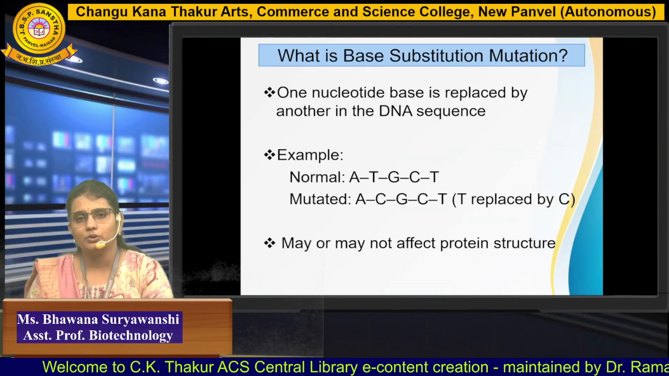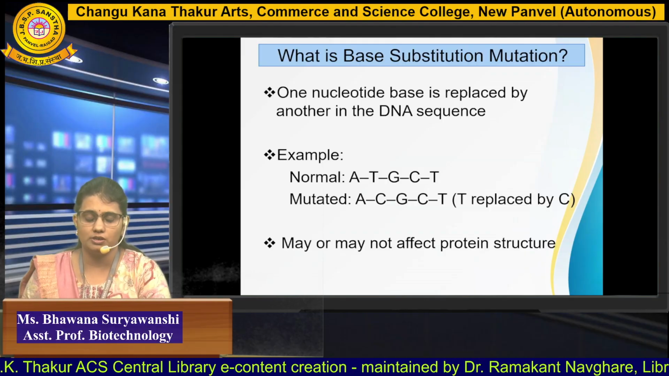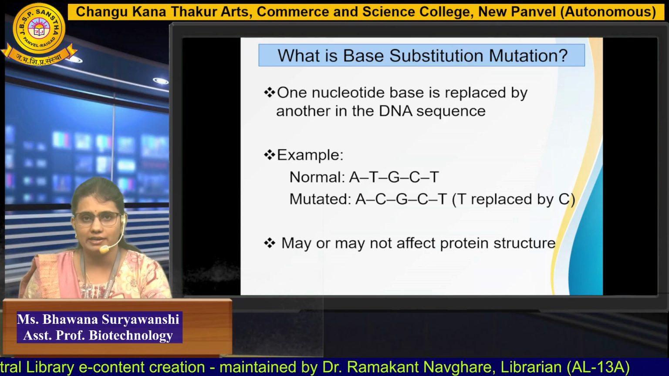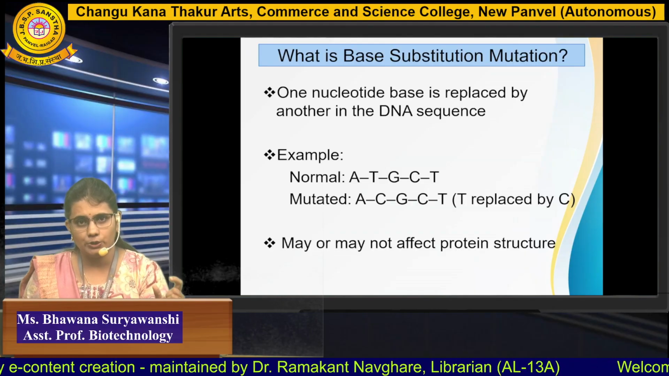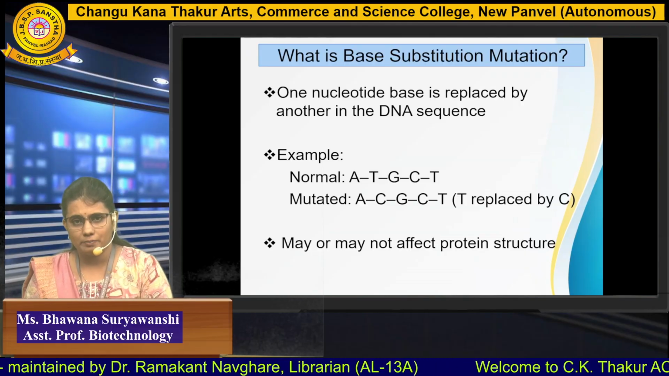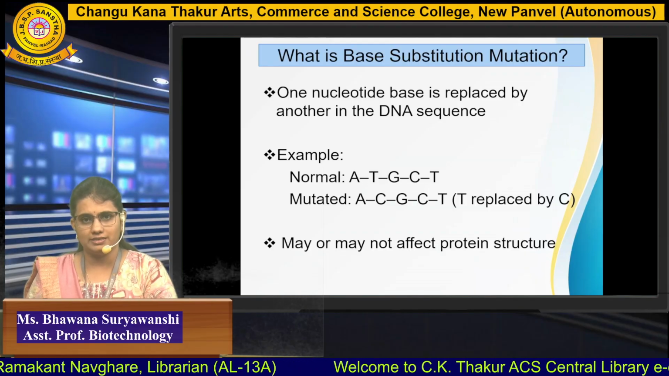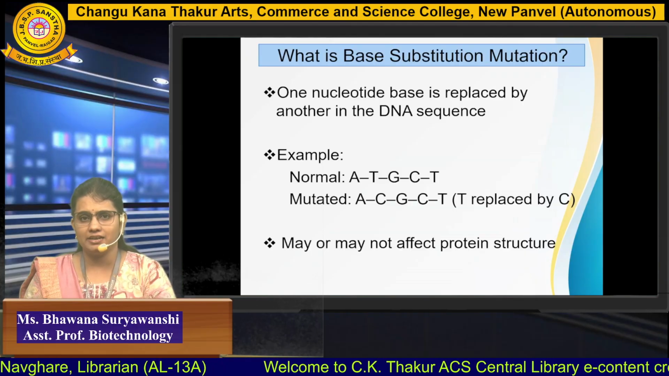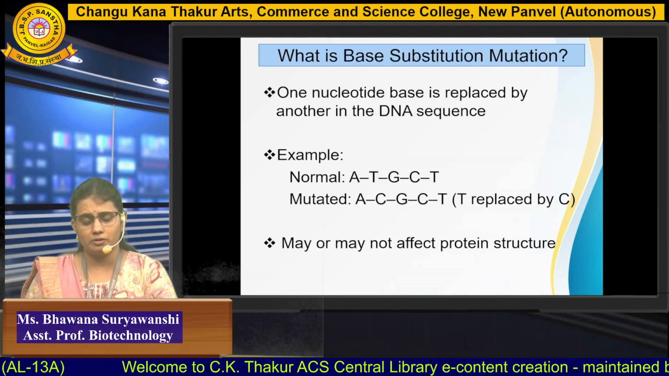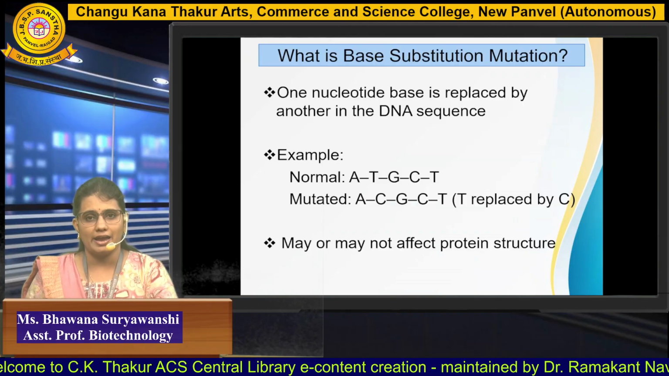So, when one nucleotide base is replaced by another in a DNA sequence. Here, students, the sequences are not getting added or deleted. Instead, a single nucleotide base is replaced by the other one. For example, the normal base sequence shown here is A, T, G, C, T. When it is substituted by another base, it becomes A, C. Here T is replaced by C.